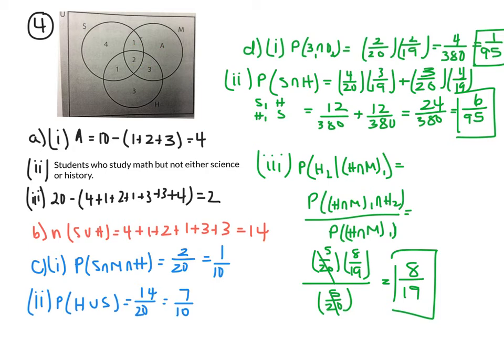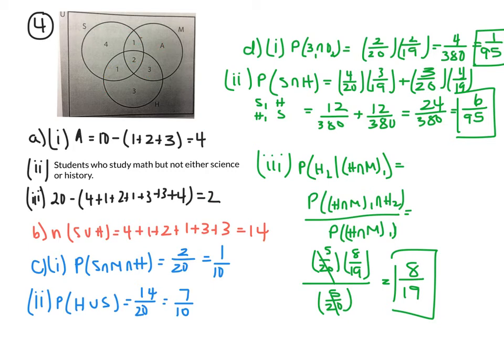And then part 3, we want to know how many students study none of the subjects. So we know there was 20 students total surveyed. So if we subtract all the ones that we already have counted, we end up with 2 students who do not study science, history, or math. Part B wants to know the number of students in science or history. So add up anything in the science circle and the history circle, and you end up with 14 students who study one or the other or both.